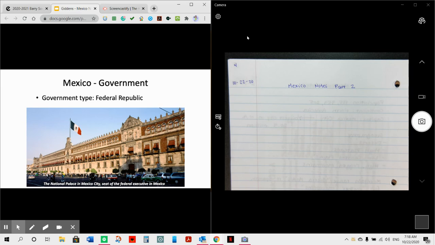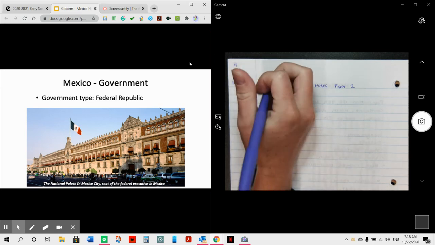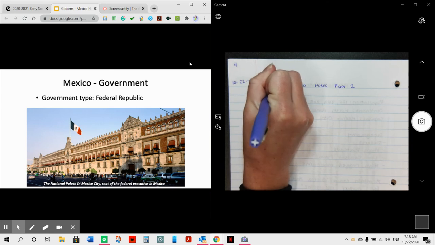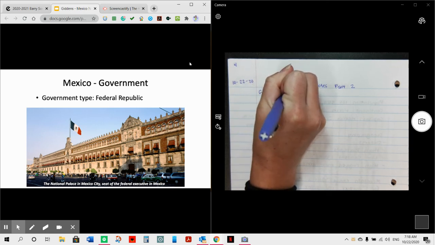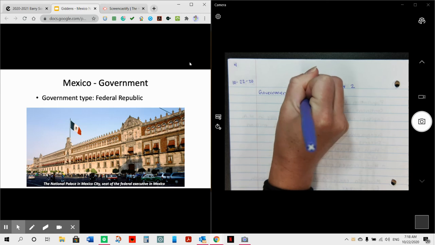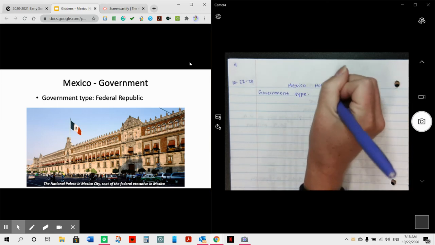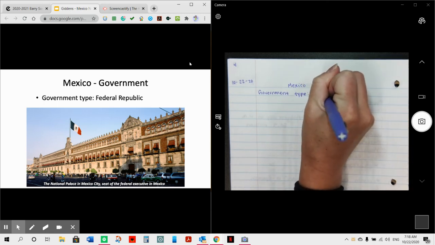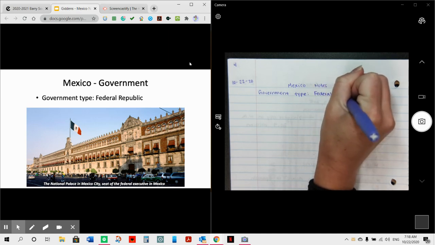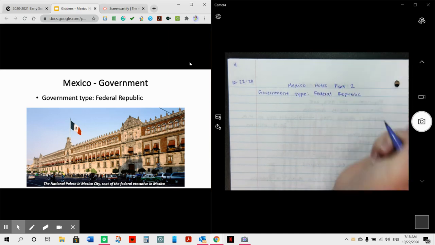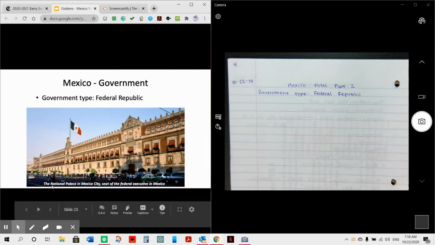Okay, so the government type is a federal republic. So we're going to write government type, and then colon, federal republic. Alrighty, good job. This is a picture of the National Palace in Mexico City, seat of the federal executive in Mexico. Not like they mean literally a seat, they mean like where that person stays.